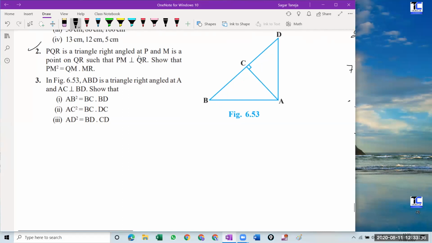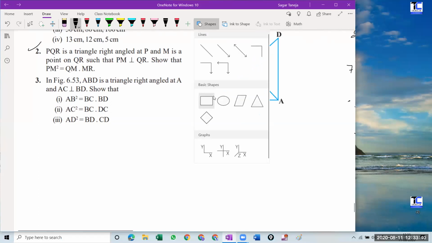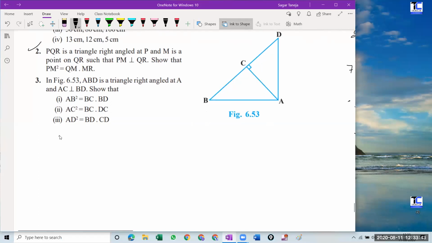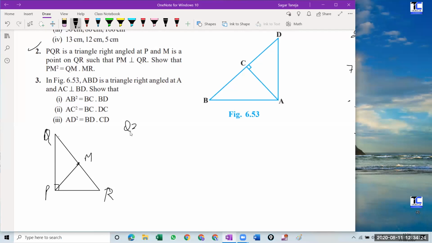PQR is a right triangle at P, and M is a point on QR. Okay, let us make a right triangle. So right triangle PQR, with Q, P, and R, and right angle at P. M is a point on QR, such that PM is perpendicular to QR. Okay, PM is made perpendicular to QR.